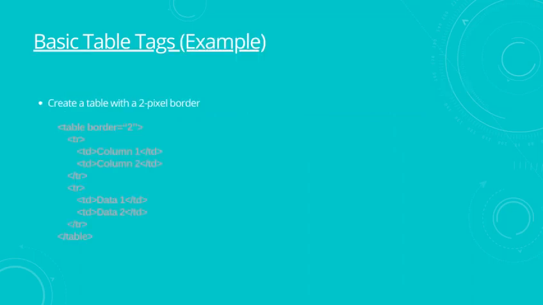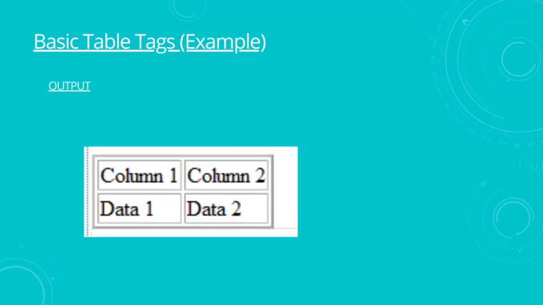Now the basic table tag examples: create a table with 2 pixel borders. So table border equals 2 is the code which we have as an example to see the pixel border in the creation of a table. So tr, then td column 1, td column 2 we have written, then we have to close with tr. Then tr, td data 1, td data 2, and we have closed both with td. When we have opened the first tr, then close tr, then the table we have to close. So this is the example, and we can get this as output. So this is the basic table tags output.